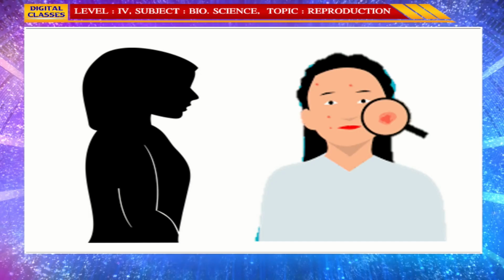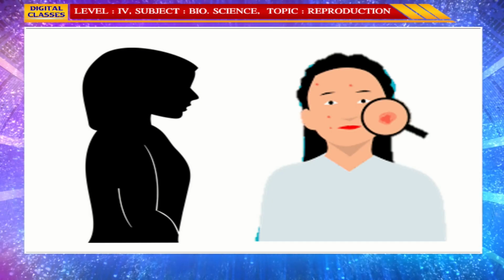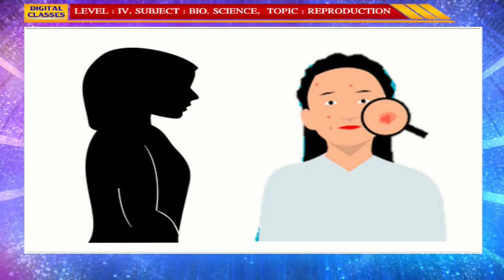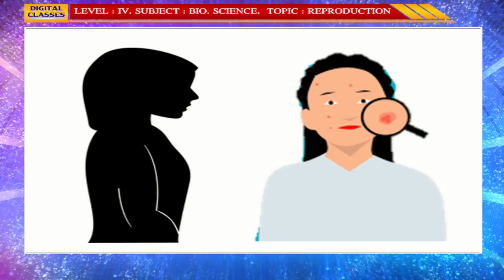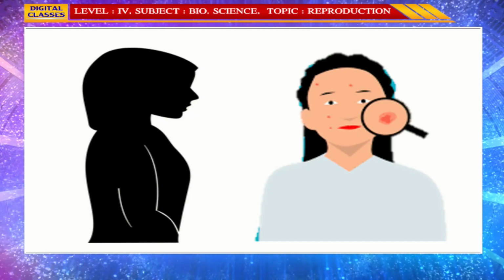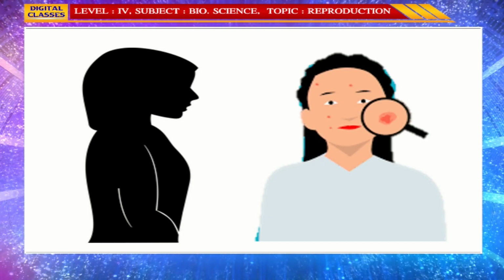These are called secondary sexual characters. The sex organs by which children are identified as boys and girls at birth represent primary sexual characters.